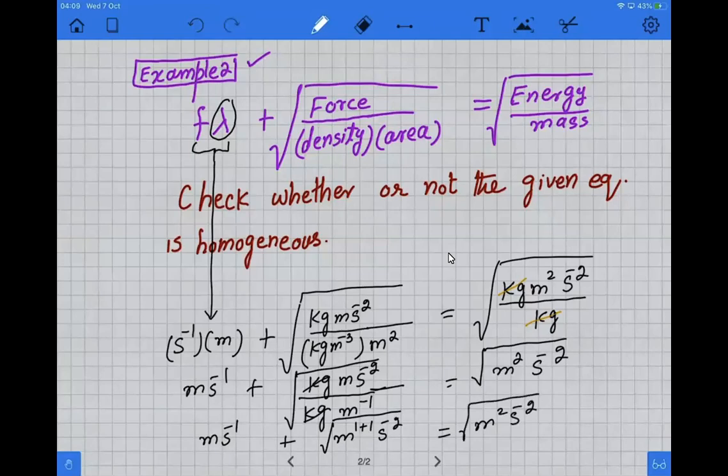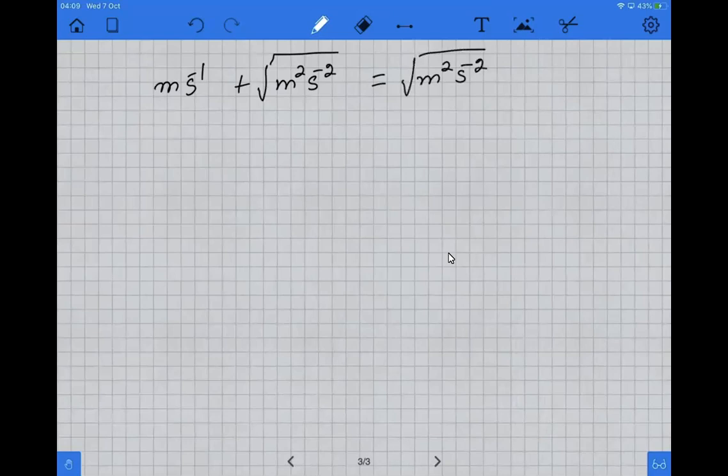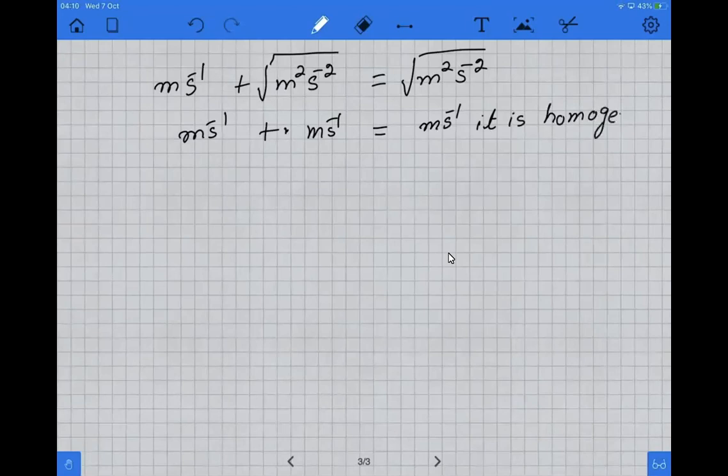Now all the terms have same units. As you see, meter second minus 1 plus meter square second minus 2 under root, meter square second minus 2 under root. So meter per second. After doing under root, it will also become meter second minus 1. On the right hand side, it is already meter second minus 1. So it is homogeneous.